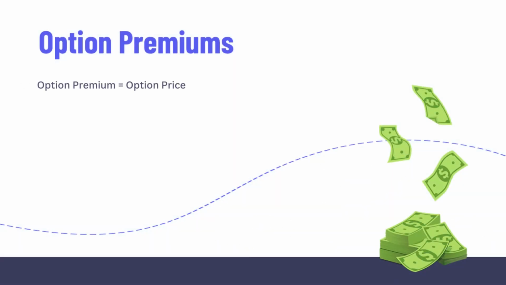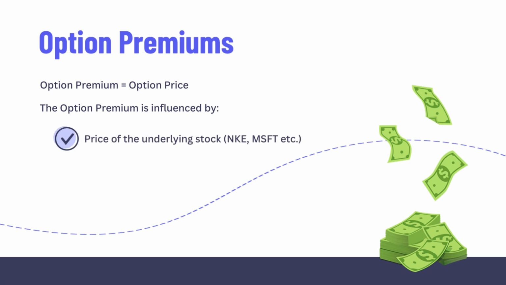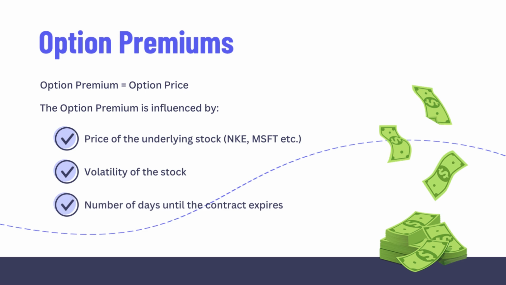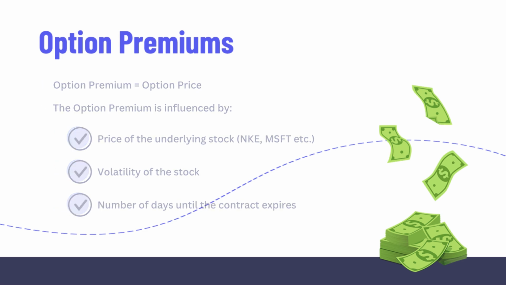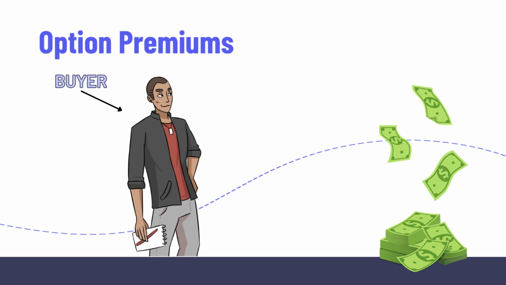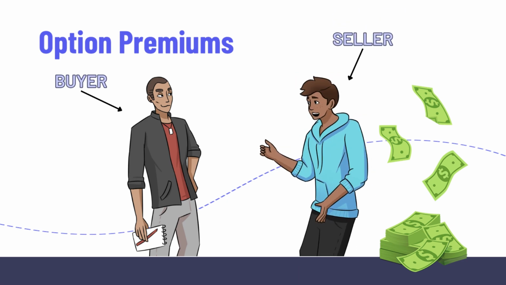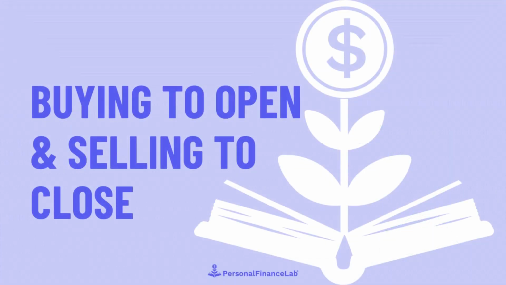An option premium is just option lingo for the option price. The premium is mostly influenced by the price of the underlying stock, the volatility of the stock, and the number of days until the contract expires. The buyer of the option pays the premium. The option seller, who is also known as the writer of the option contract, receives the premium.